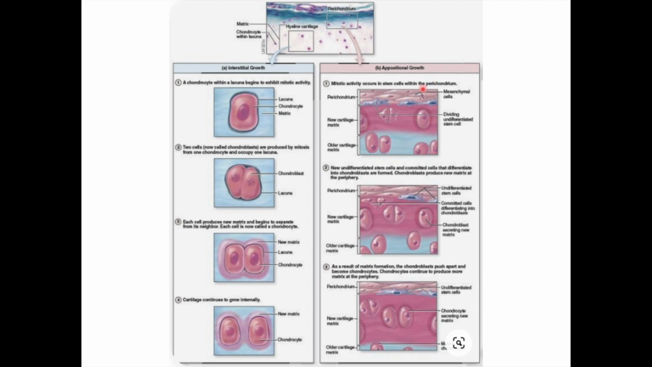While your appositional growth, nasa surface kasi siya ng perichondrium. So, formation of new chondrocytes. Okay? Formation of new chondrocytes from the perichondrium or chondroblast from the perichondrium. So, more on the diameter of the tissue. Remember that.